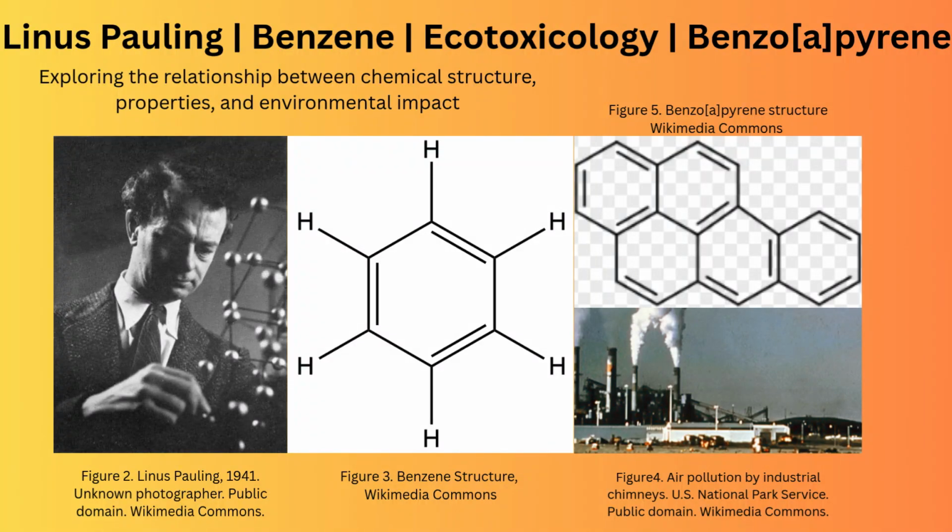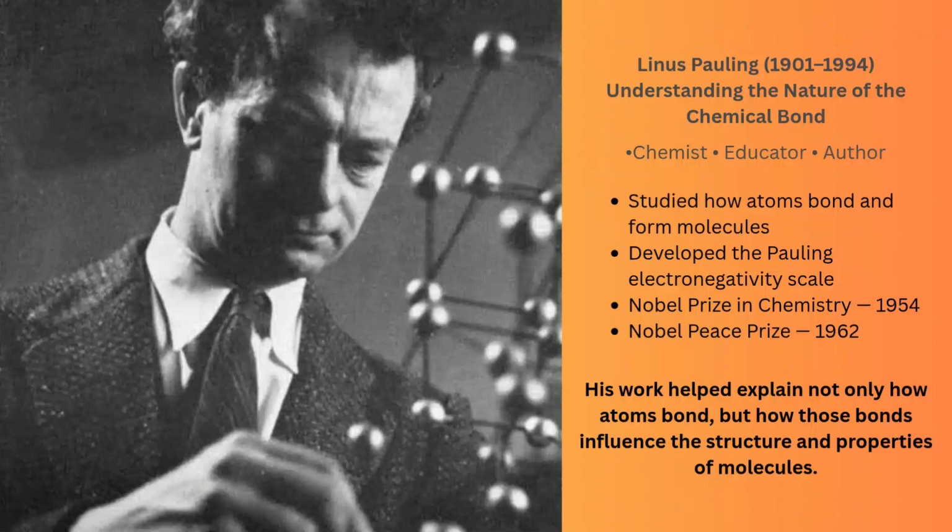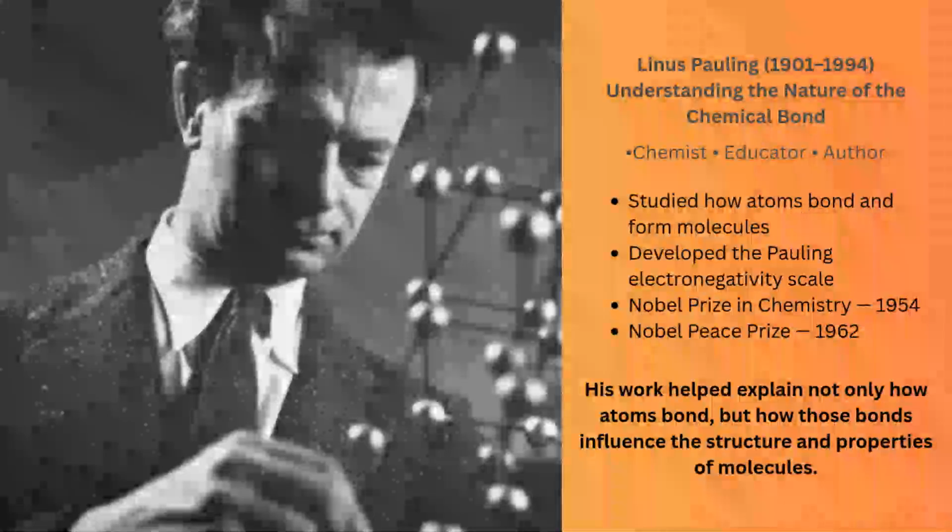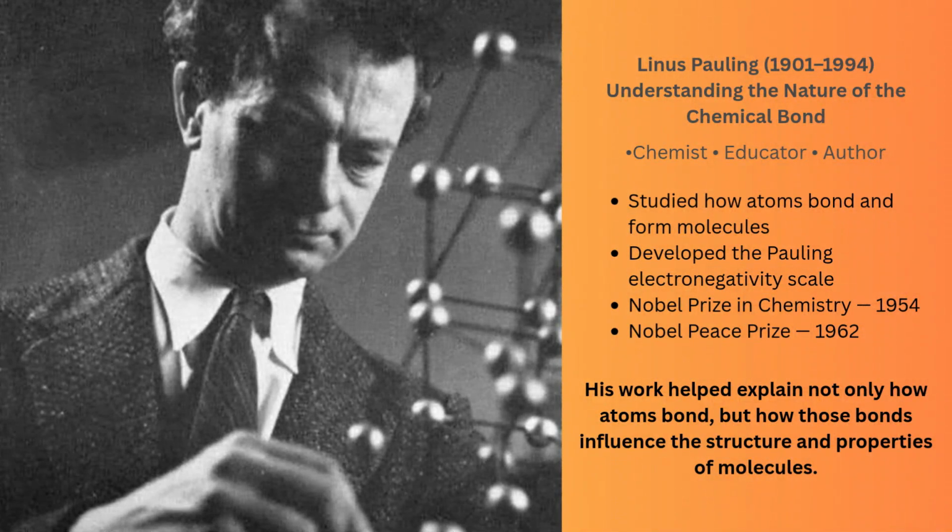One scientist who fundamentally changed our understanding of these relationships was Linus Pauling. He transformed our understanding of chemical bonding. Born in 1901, Pauling became especially interested in a question that was still not completely understood at the time. What actually holds atoms together, and how does that bonding determine the structure of a molecule? His research brought ideas from physics and chemistry together to develop a better understanding of the chemical bond.